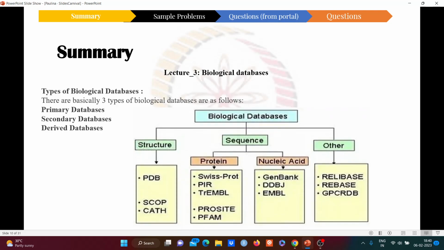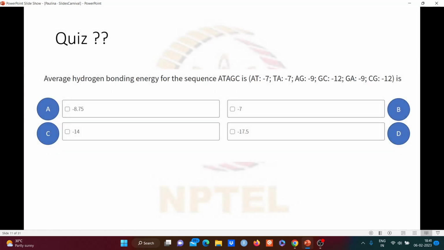As I mentioned further, the biological databases are also classified based on structure, sequence, and function. In structure, the widely used PDB comes, and among sequence databases, SwissProt and GenBank, DDBJ, all of which were discussed by sir. So next I'll be moving into the quiz.